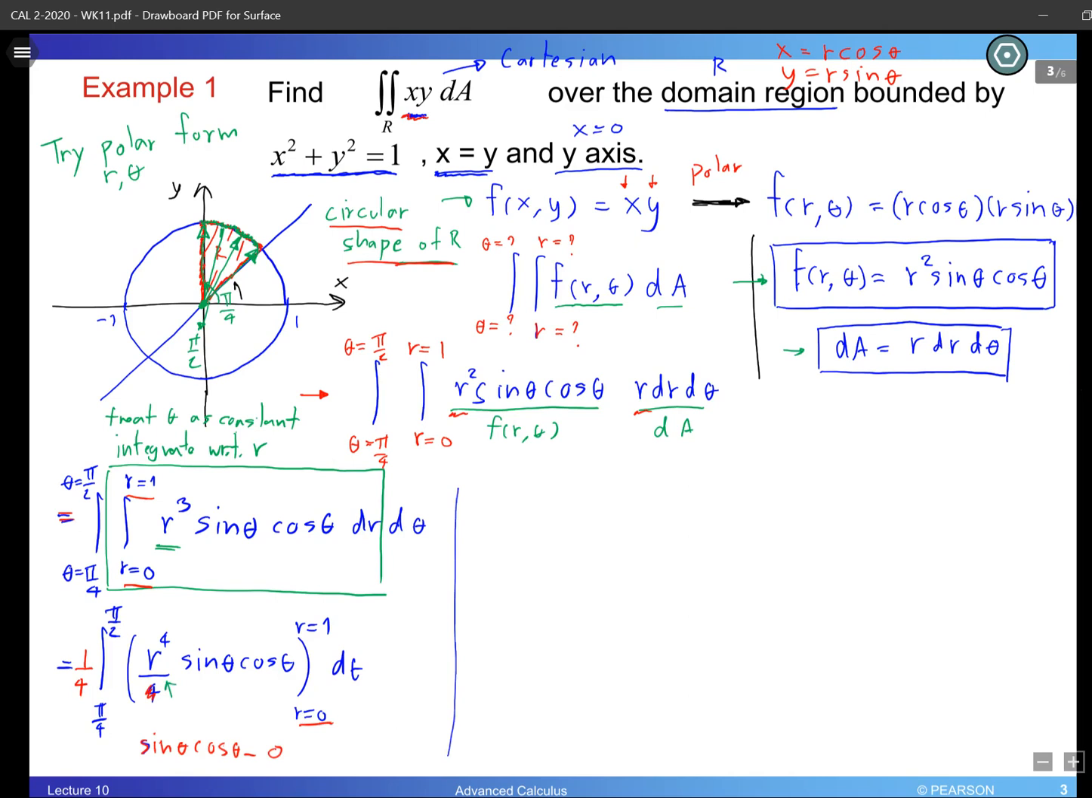So in the end, at this step I have 1 over 4 outside. I still have this double integral, from theta equal to pi over 4 to theta equal to pi over 2. Inside I have sine theta cosine theta, and we need to integrate this with respect to theta. At this point it's just Calc 1, right? One variable to integrate. But you see two locations of theta inside this function, so you have to think carefully when trying to solve this.